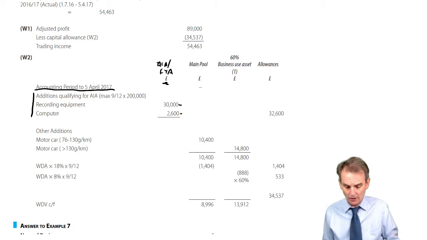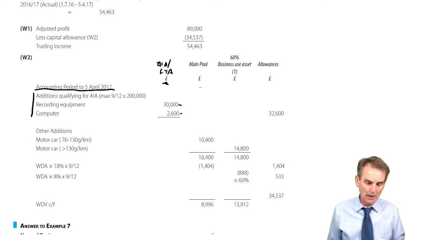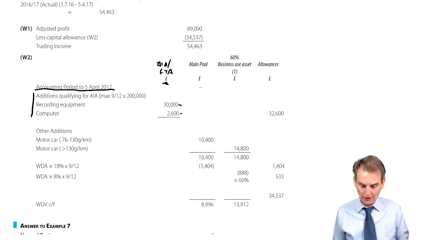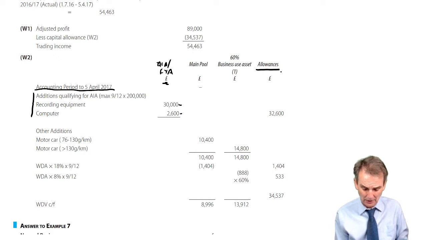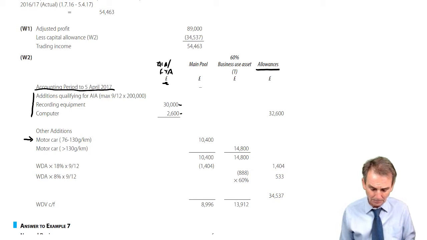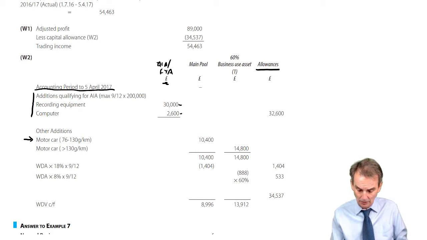So we've listed those out, and of course with a 9-month period, as is the case for this new business, 9/12 of £200,000 would be £150,000 maximum AIA. Not a problem here. We've only got 32,600 of qualifying expenditure. So that therefore takes us across to our allowances column, again set up for this purpose. We'll also recognise that because we bought a motor car with emissions between 76 and 130 grams per kilometre, and without private use by the proprietor, that goes into the main pool.